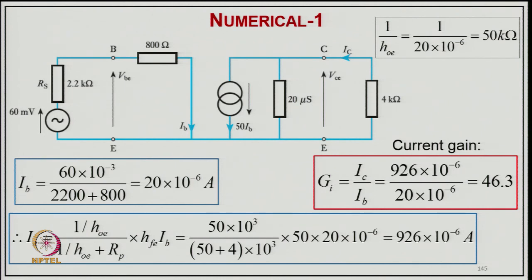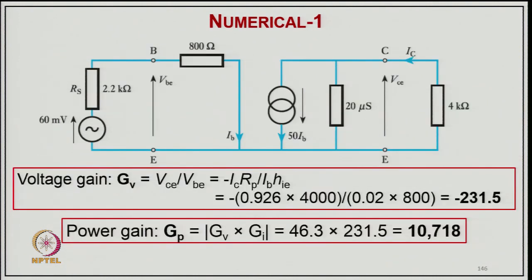1 upon HOE equals 50 kilo ohm, and IB equals typically 60 into 10 to the power minus 3 divided by 2200 plus 800, which comes to 20 microampere, and the current gain IC you can calculate from here, it comes to 926 microampere. So the current gain is IC upon IB, and it becomes 46.3. And now you can find the voltage gain VC upon VB from this. Putting in ICRL divided by IBRB and the values, it comes to minus 230.1, and the power gain is the multiplication of both the voltage and current gains, and it comes to 10,718. Of course, these signals are very small, micro ampere only.